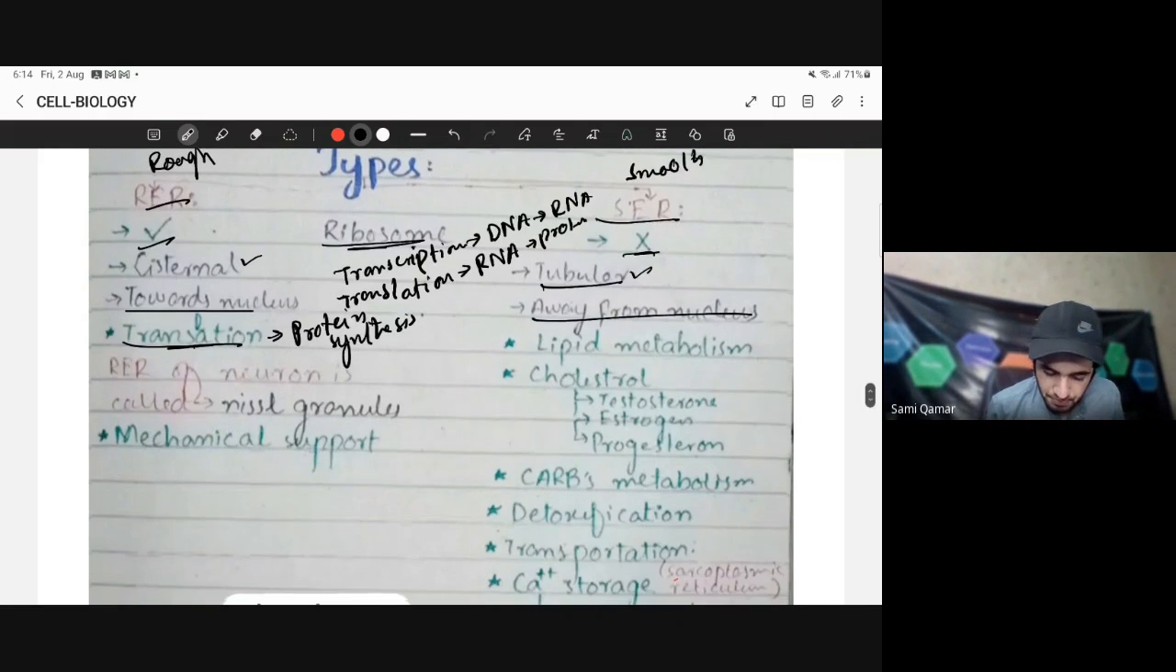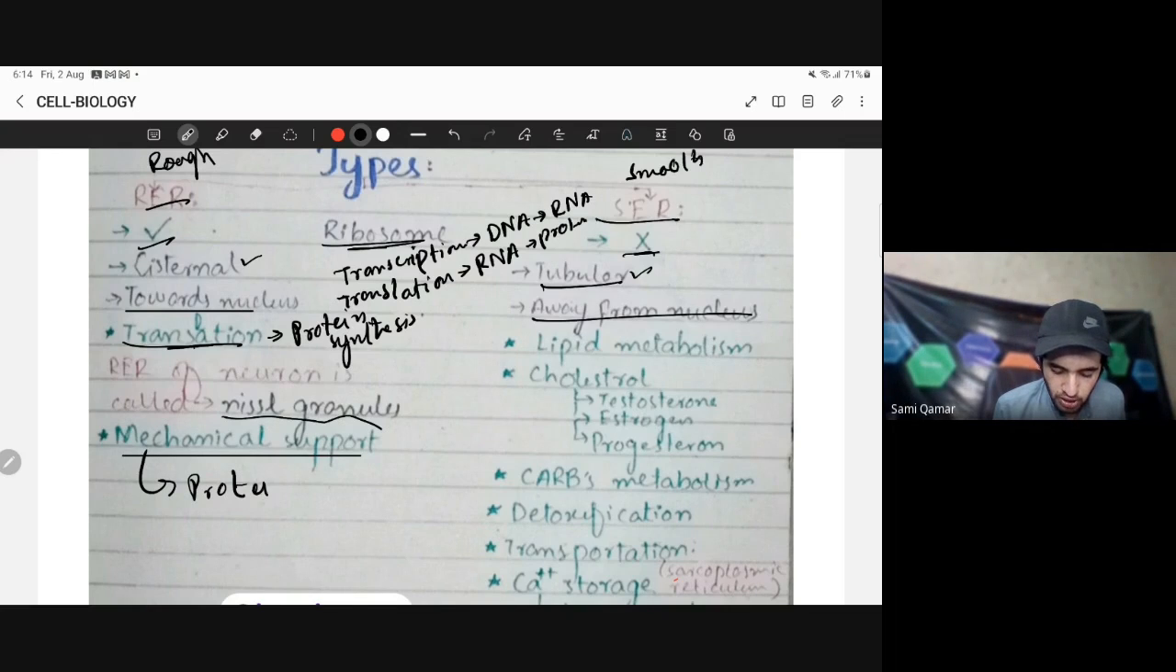So see here, one important thing. What does the rough endoplasmic reticulum have? Yes, Rania, you are right. RER is rough. Rough means it has ribosomes. What is the function of ribosomes? They form protein. The RER of a neuron is also called Nissl granules. Remember this: the RER of a neuron is called Nissl granules. It provides mechanical support as well, but the main function is protein formation because it has ribosomes on it.